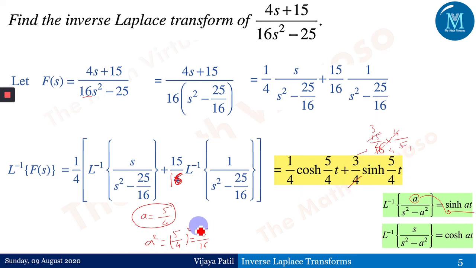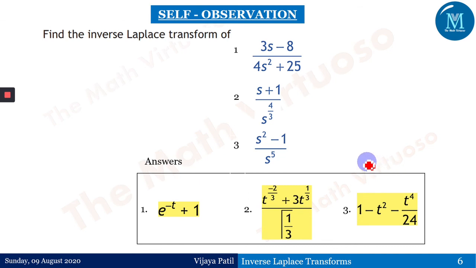So I think I'm correct over here. Fine. So this is 3 by 4 times sine hyperbolic 5 by 4 times t. And this is my favorite, which is self-observation.